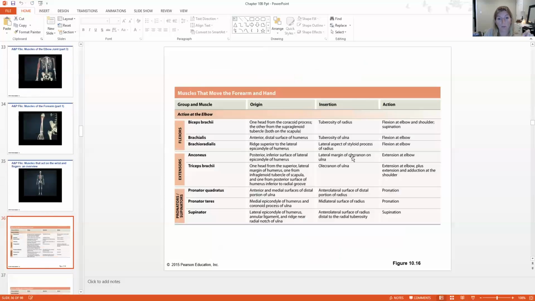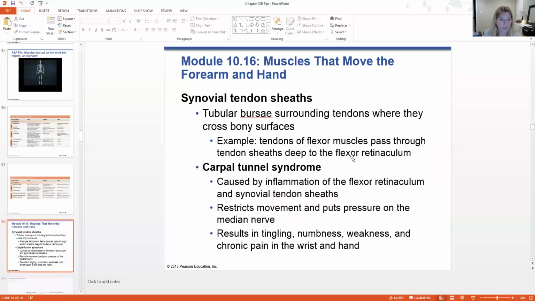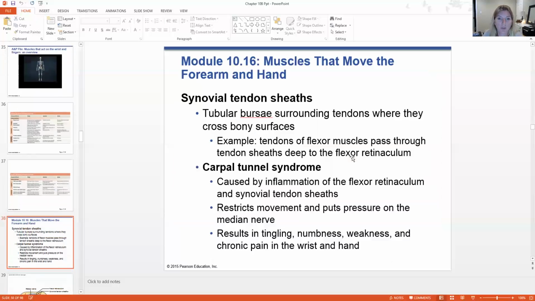This is the chart from your book with origin, insertion, action. You'll notice on the chart that I provided for you, I try to be as brief as possible with the origins, insertions, and actions. They may have several origins, insertions, and actions, and I may have just listed one for you. I tried to pick the simplest one to go with. You are more than welcome to remember a different one than what's on the chart, but I tried to simplify it as best I could for you.